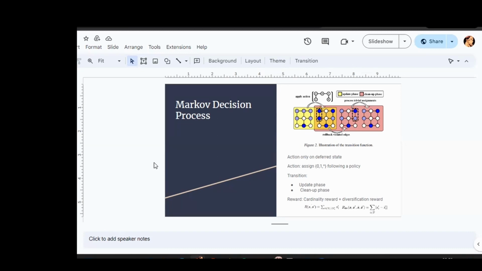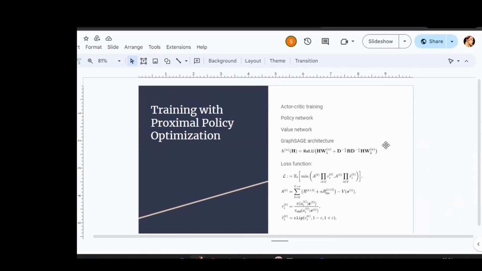Then the transition would be an update phase and a cleanup phase. The reward is the sum of the cardinality reward and the diversification reward. Training with proximal policy optimization. The training is based on actor critic. It has a policy network and a value network.